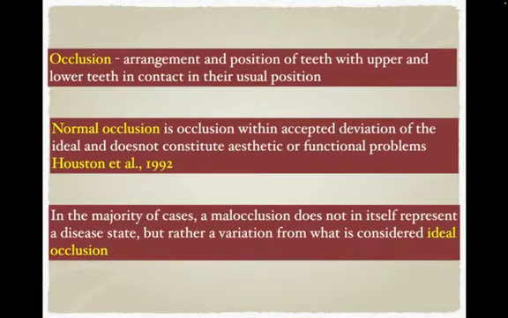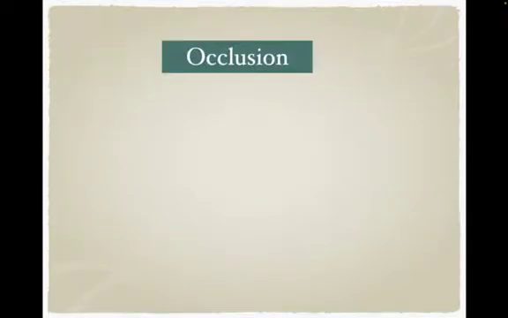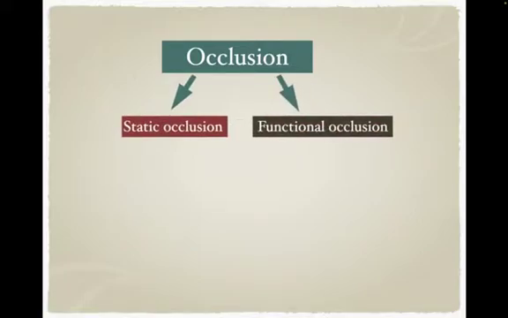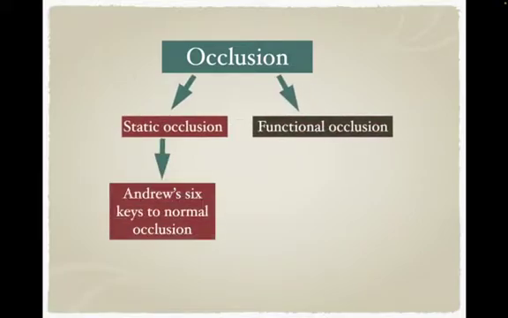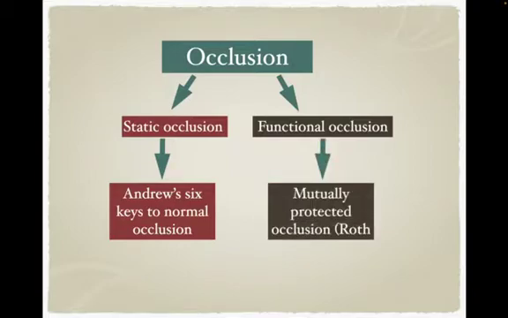In the majority of cases, malocclusion does not itself represent a disease. It's not a disease. It's just a variation from what is considered normal. If we want to study occlusion, we need to study static occlusion and functional occlusion. In orthodontics, static occlusion was studied by Andrews, who came up with the 6 keys to normal occlusion, and functional occlusion was studied by Roth, who came up with the mutually protected occlusion. We're going to start first with static occlusion.